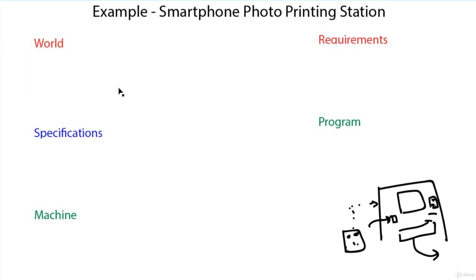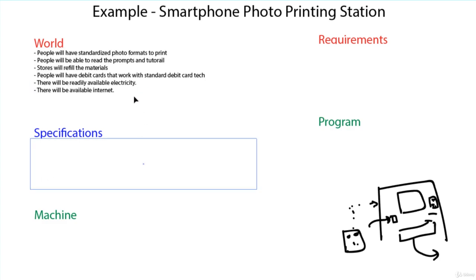So the world, what assumptions do we need to make? Well, some of the assumptions that I came up with are some very basic and some things that we might take for granted. So people have standardized photo formats to print. That's very important. Imagine if there were no standards, or if people were coming up with really, really random ones. Maybe every single iPhone or every single phone had a different way of storing photos. There'd be no way to create this. We could not have a system that decodes 800 types of photos. It just wouldn't work. So we're making the assumption that there are very standard photo formats to print from.